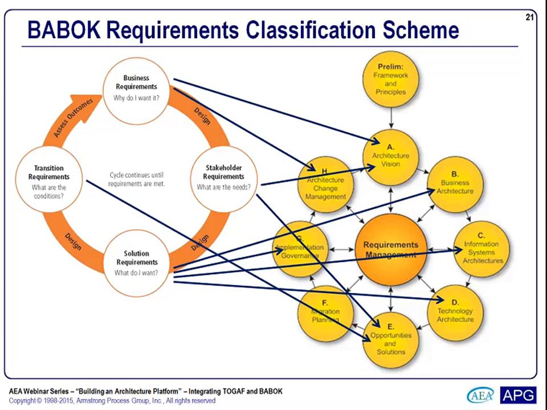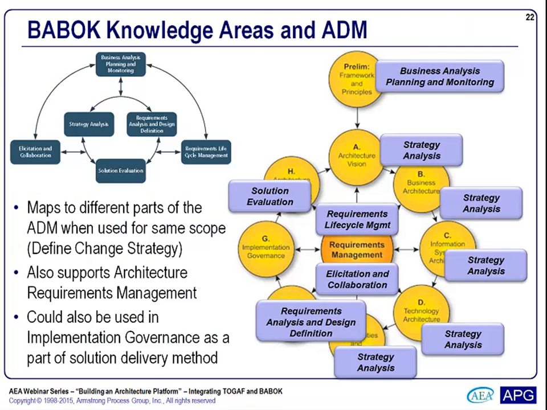Solution requirements certainly come out in Phases B, C, and D, as well as, like we were just describing, how those are transitioned into solution delivery in Phase G. And then the transition requirements are an obvious match to the things that we need to put in place and think about when we're putting together our plans in Phase E.